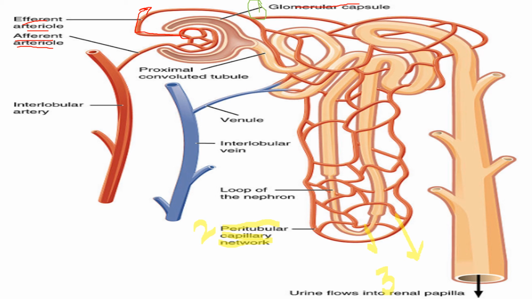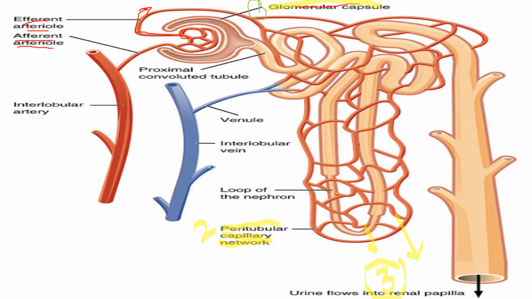So there are three main networks of capillaries here. The first one is glomerular capillaries, present along the Bowman's capsule. The second is peritubular capillaries, present along the proximal and distal convoluted tubule. And the third one is vasa recta, present along the loop of Henle. But one thing you have to remember, that the vasa recta is present in only one type of nephron, and that type is juxtamedullary nephron.